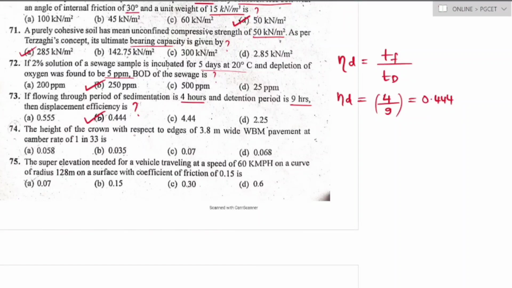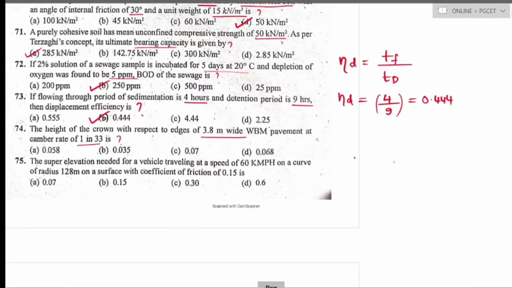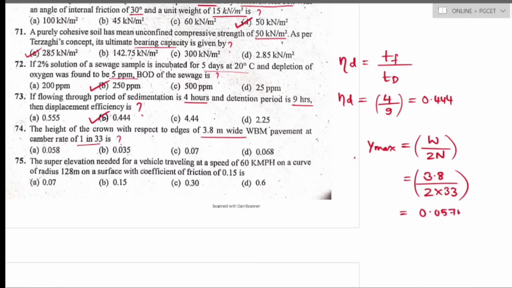Question number 74. The height of the crown with respect to edges of a 3.8 meter wide waterbound macadam pavement at a camber rate of 1 in 33 is. Assuming a straight line camber, the height of the crown is equal to W by 2N, where W is the width of the pavement, that is 3.8 meter, by 2 times the gradient, that is 1 in 33. So N will be 33. Therefore, the height of the crown will be 0.0575 meter, that is 5.75 centimeter. So option A will be the right answer, 0.058 meter.